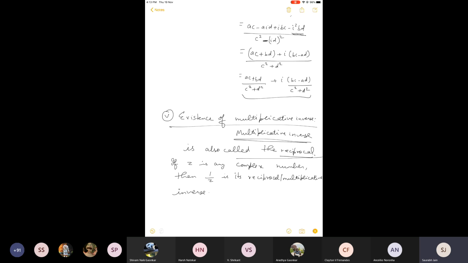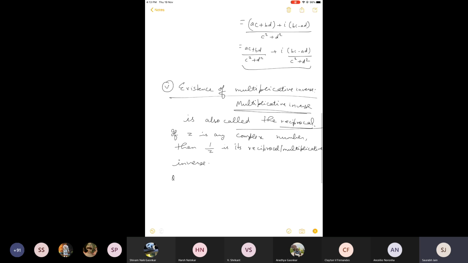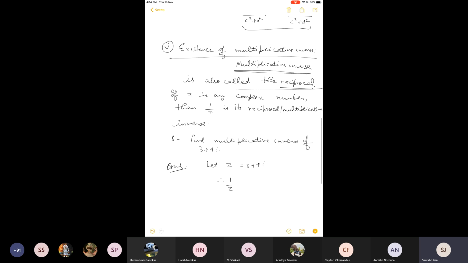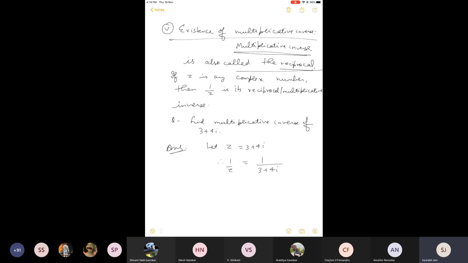Sometimes they may ask you this simple question for 1 mark. Find the multiplicative inverse of, let's say, 3 plus 4 iota. Suppose this is the question. So I will write z equals 3 plus 4 iota. I want to find its multiplicative inverse. Therefore 1 by z, which is the answer, is 1 upon 3 plus 4 iota. But you will not leave the answer here like this. You should know that you have to simplify it. By simplify we mean rationalization.